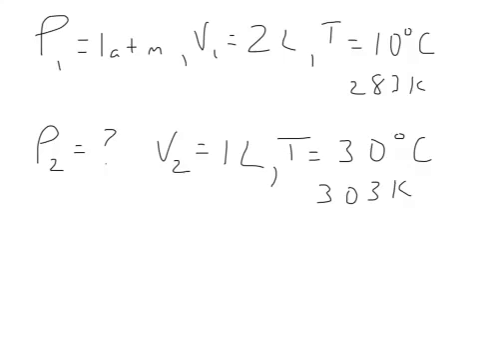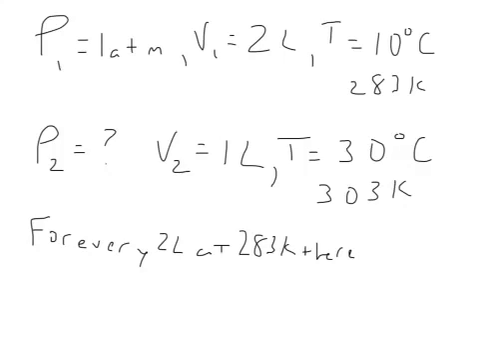Okay, we can write a for every statement for both of these. The first one will be a full for every statement, and the second one will be a partial, and we can figure out what to do for that. So we know that for every 2 liters at 283 Kelvin, there will be 1 atm. Okay, so we've got our 2 liters, 283 Kelvin, 1 atm.